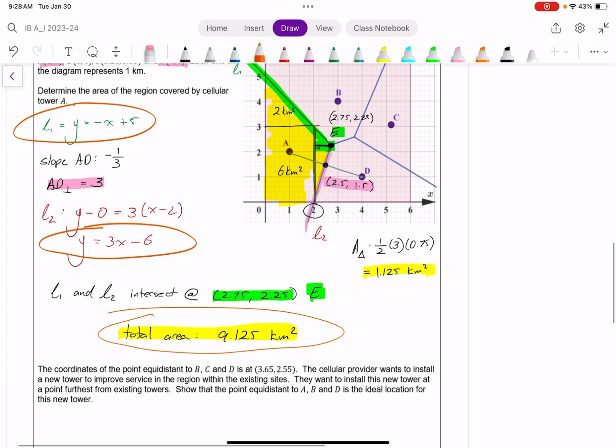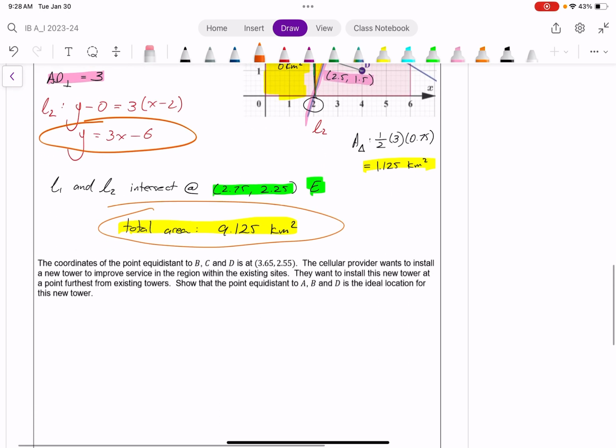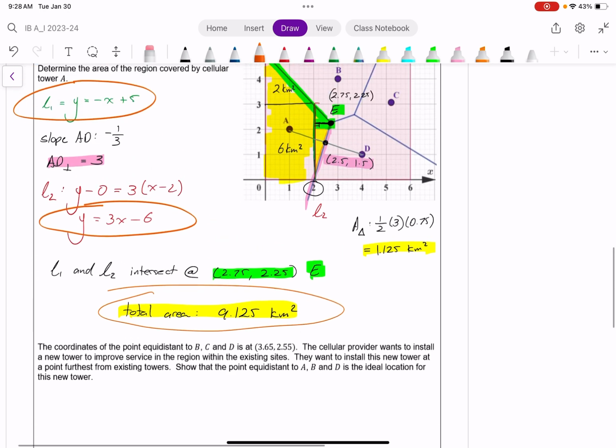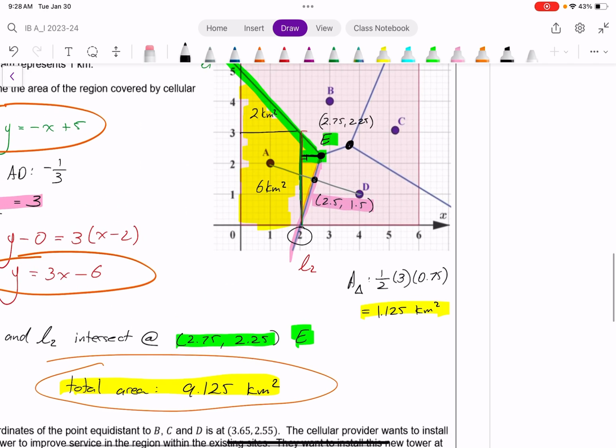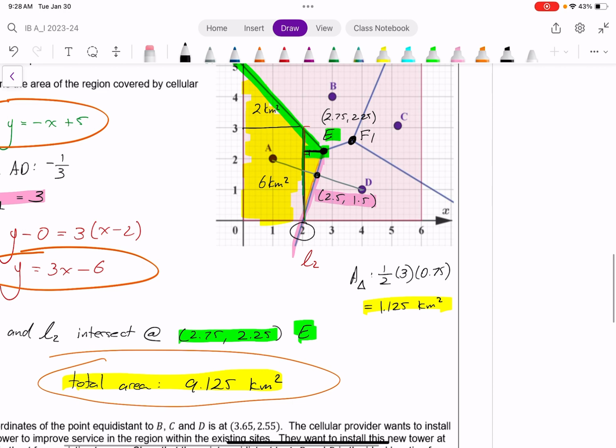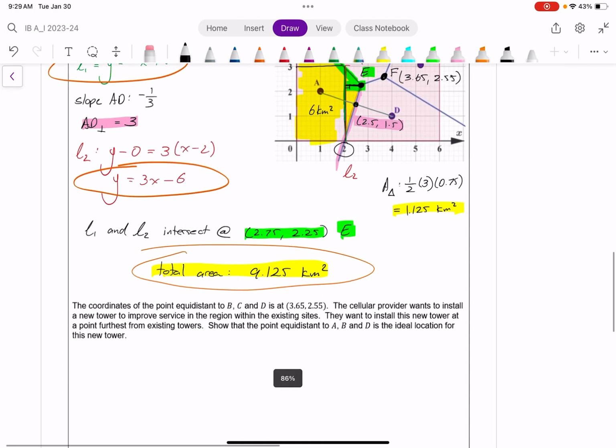Because in the next question, they give us the coordinates of this other point right here, the point equidistant to B, C, and D. I'm going to call it F. And I say that it's at 3.65 and 2.55. All right, so that's what's given right there.